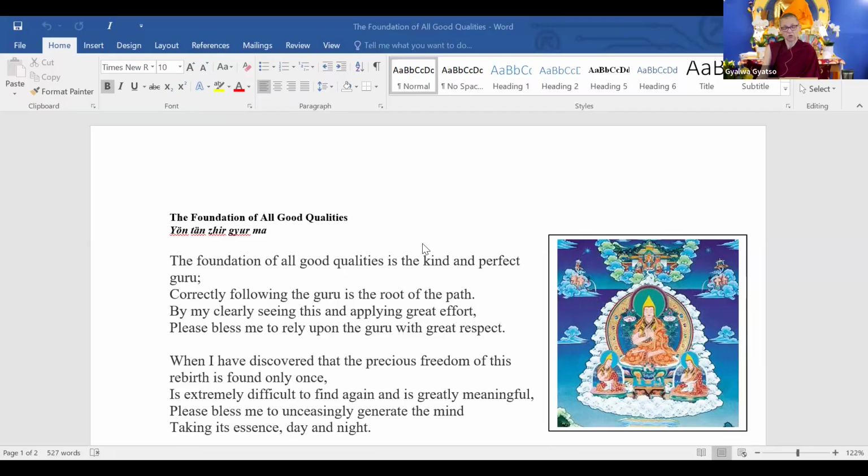The foundation of all good qualities is a kind and perfect guru. Correctly following the guru is the root of the path. By clearly seeing this and applying great effort, please bless me to rely upon the guru with great respect. So we're just going to recite that one, because that's the one we're going to reflect on.